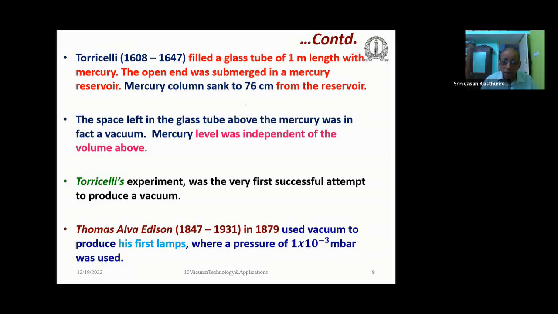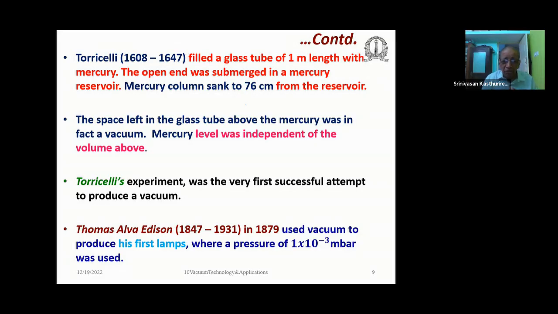Why? Because mercury has an extremely low vapor pressure, and therefore the vapor pressure of mercury on top of this level is so small, so you have an empty space above that. That is in the closed end of the glass tube. What was found was the mercury level was independent of the volume above. That is, you can have any amount of volume, but this will be 76 centimeters only.